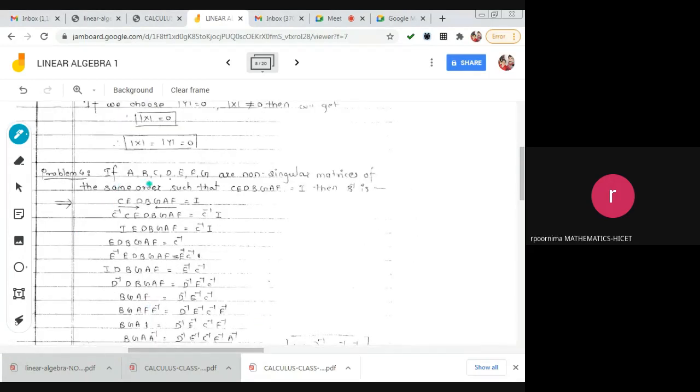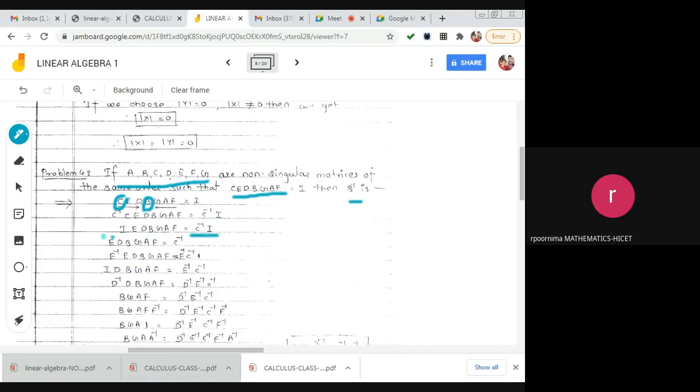Next, the problem: if A, B, C, D, E, F, G are non-singular matrices of the same order such that CEDBGAF equals the identity matrix I, then find B inverse. So they asked to find B inverse only. B term: first it starts with C, so you multiply C inverse on both sides. So C inverse C EDBGAF is equal to the right hand side, C inverse I. C inverse C means it is I, so I into EDBGAF, the remaining terms, is equal to C inverse.